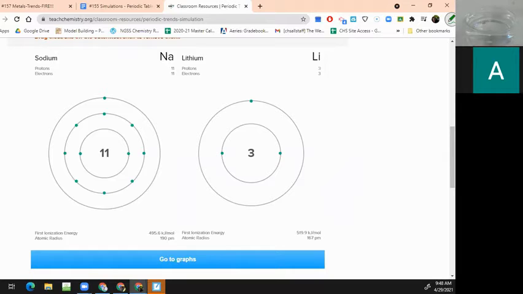Is that my lithium? That's my lithium. That's a poor people's door. Oh.